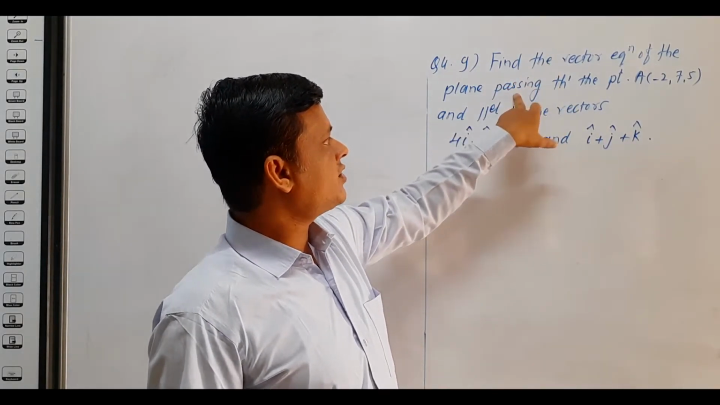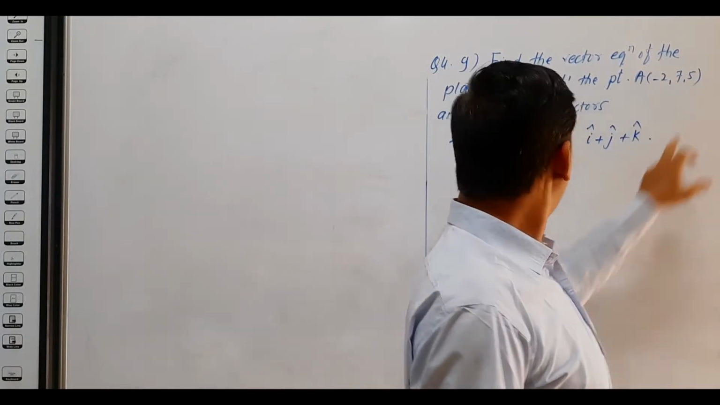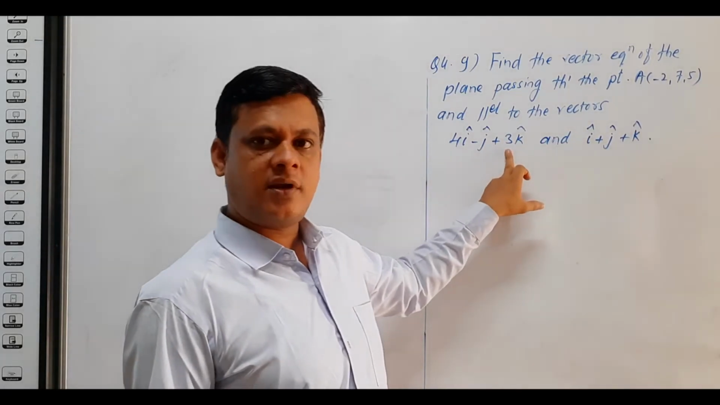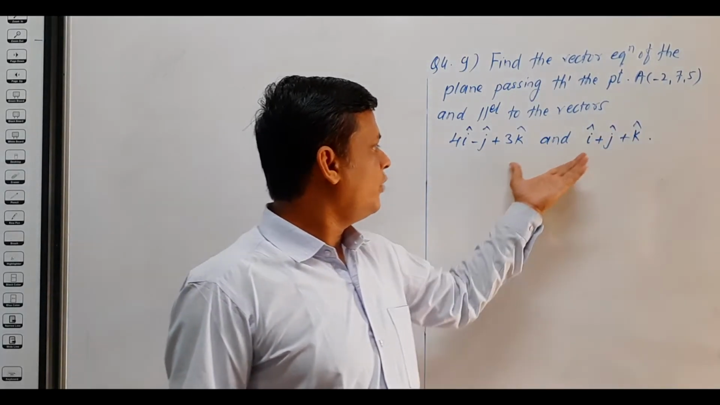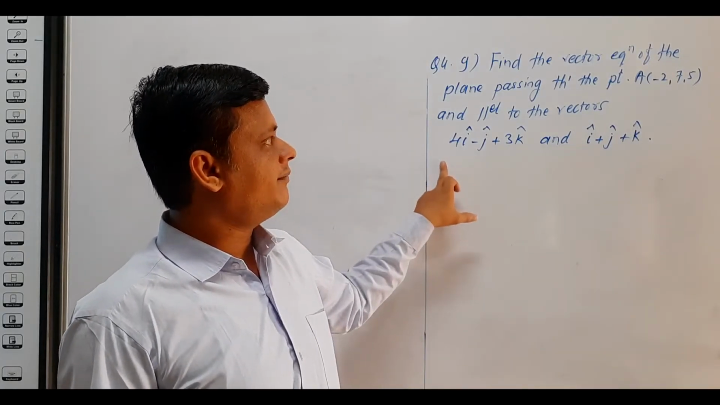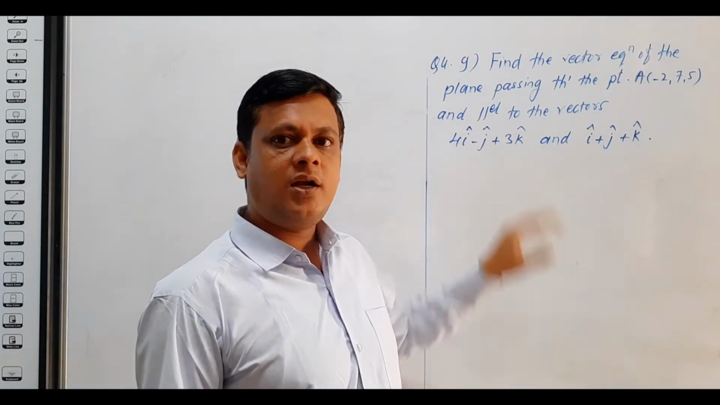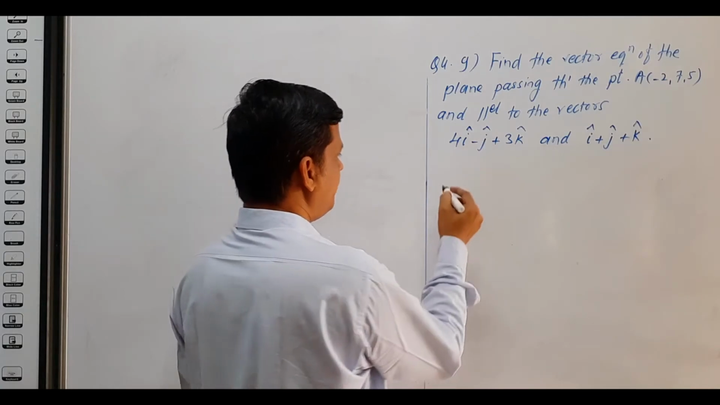Find the vector equation of the plane passing through the point A(minus 2, 7, 5) and parallel to the vectors 4i minus j plus 3k and i plus j plus k. Now we see one theorem: the vector equation of a plane passing through a point and parallel to two vectors. So we use that theorem for solving this problem.